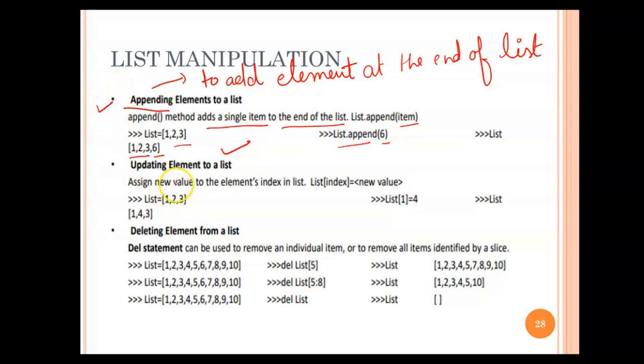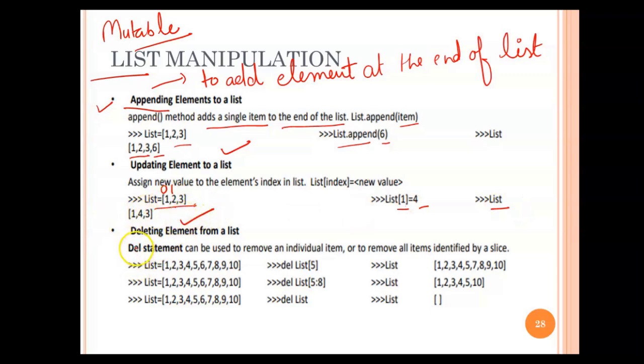Now the second one, updating an element in a list. Updating means making any change or modification to an existing element. That is possible in the case of a list, because a list is a mutable data type, so you can change the value in place with the help of its position. The existing list is 1, 2, 3. At position 1, which holds element 2, you want to replace it with 4. When you display it, you will get 1, 4, 3.